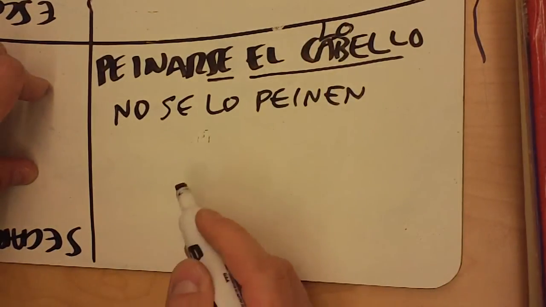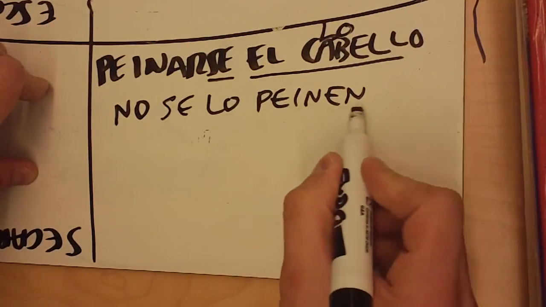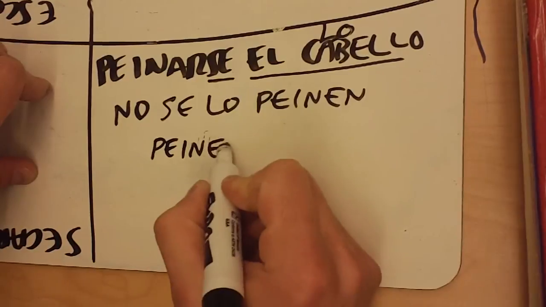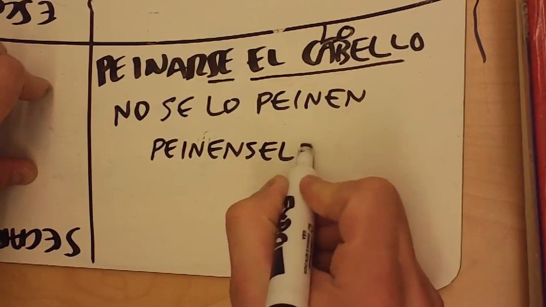And just in case you're curious, if this were an usted command, just drop the N off of these ones. And then for the affirmative command, affirmative equals attach. So this will be the same for the ustedes command, peinen. I've got the se and the lo, and I have to attach those.